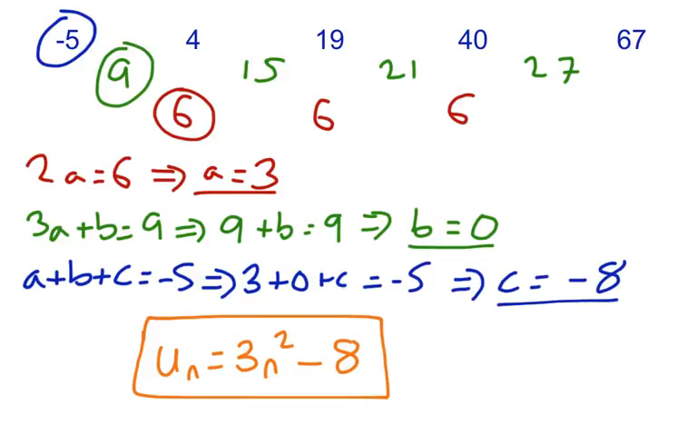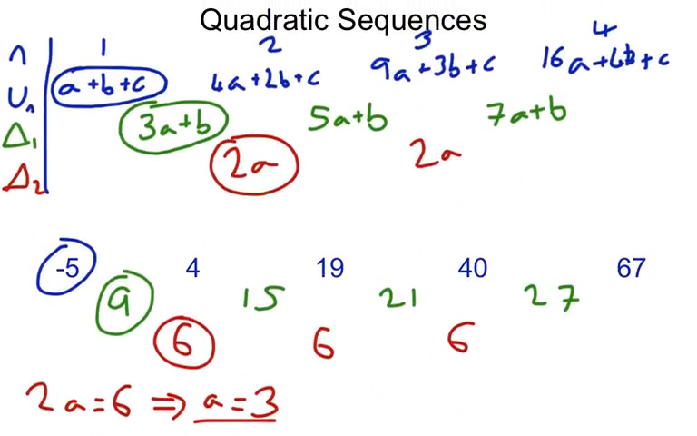Remember, the method works by using the table for the general quadratic sequence and comparing 3 parts of it to 3 parts of the examples table. The 2a with the second difference, the 3a plus b with the first difference, and the a plus b plus c with the first term of the sequence.